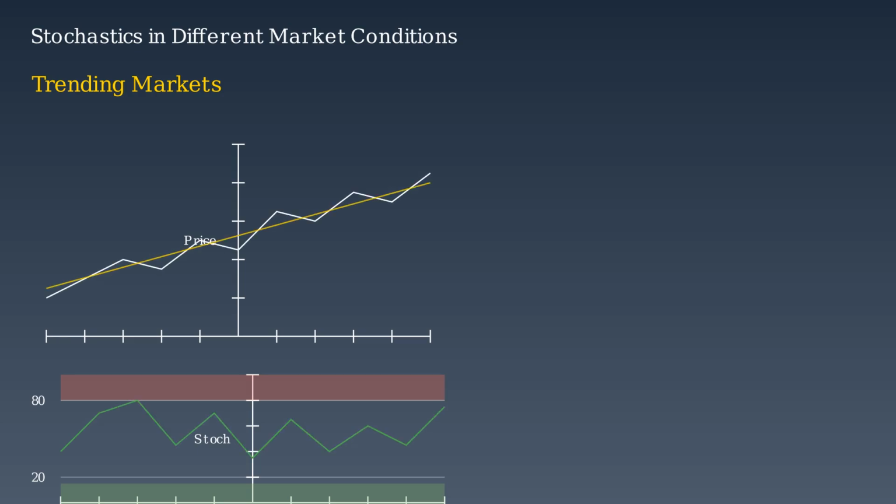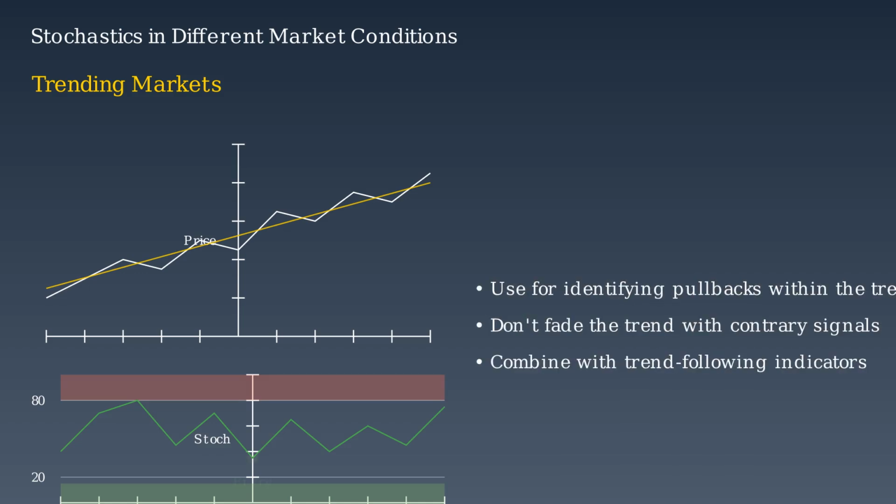In trending markets, price shows a consistent direction, either up or down. Here, using stochastics requires a different approach. In an uptrend, use stochastic oversold readings to identify pullbacks as potential entry points. Avoid selling just because the indicator reaches the overbought zone, as this is normal in strong trends.